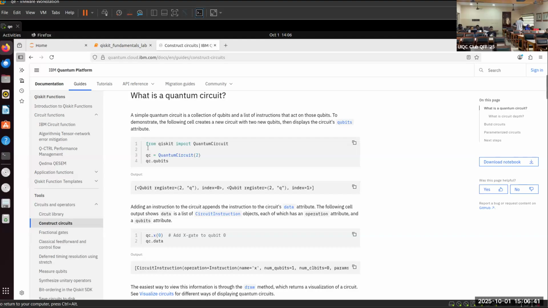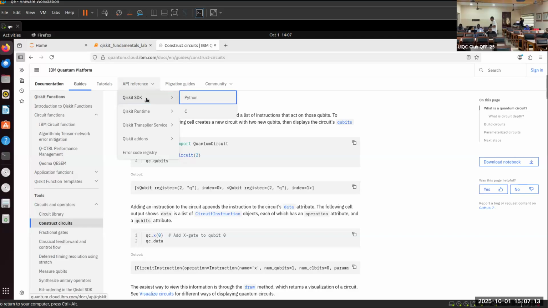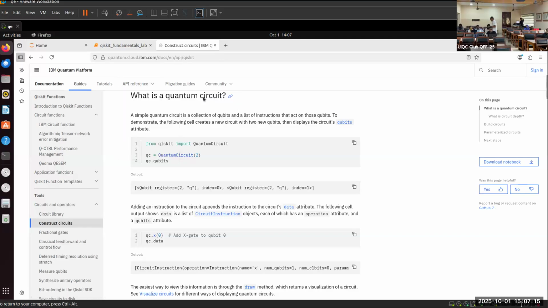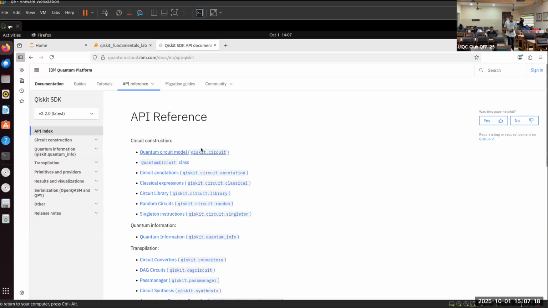Okay, so now how do I create the circuit? I come here, I say QC equals quantum circuit 2. Now, the question here is that this does not tell me what it means, but when you read, it says the following cell creates a new circuit with 2 qubits. Now, this is a guide. It doesn't give you all the answers. And that is why the documentation gives you the structure. That is, if you know how codes are being written, then the documentation gives you the structure. And this is where I am now.